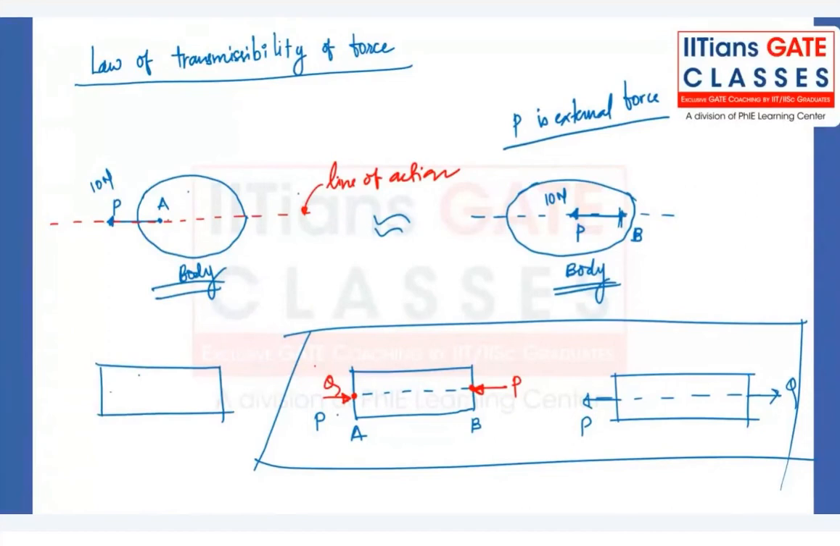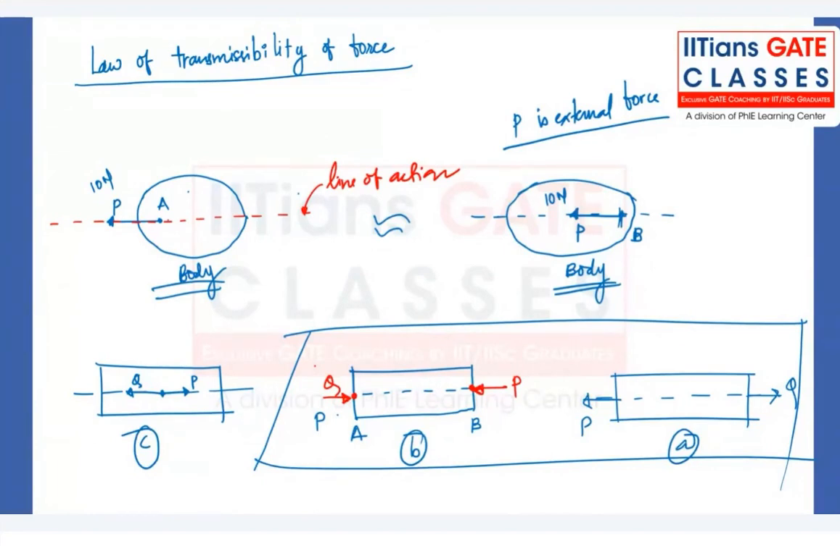Maybe like this. This is your line of action, and now at this point apply both the forces P and Q. Okay, so let's consider this figure number A, figure number B, and figure number C. So what I'm trying to explain is the principle of transmissibility of force is not applicable in finding the internal forces. For example, in case of figure number A, P and Q are tensile.